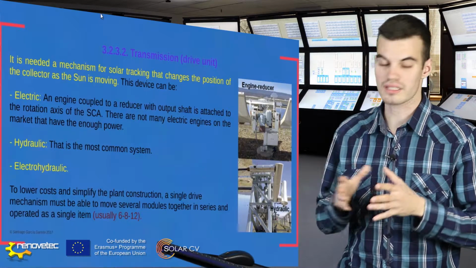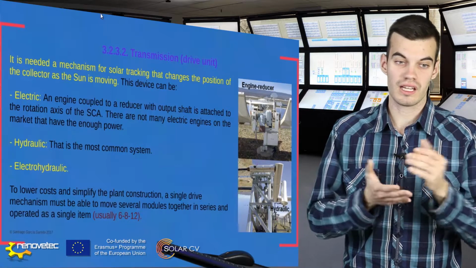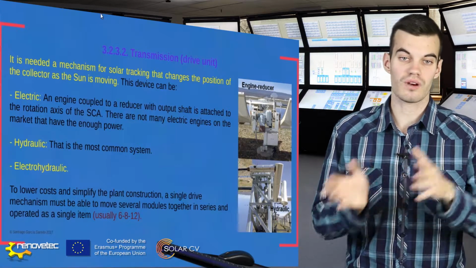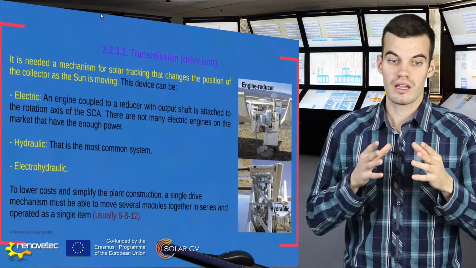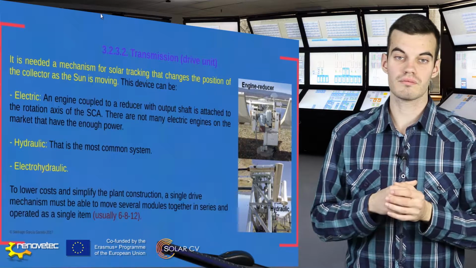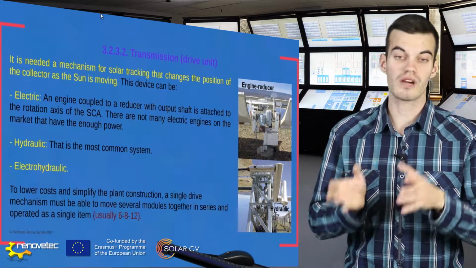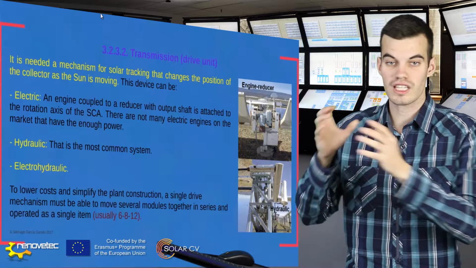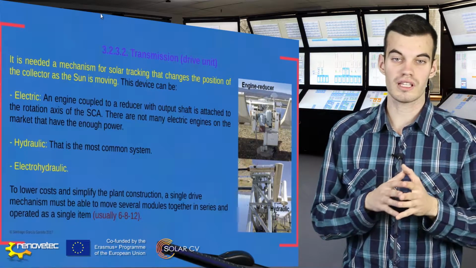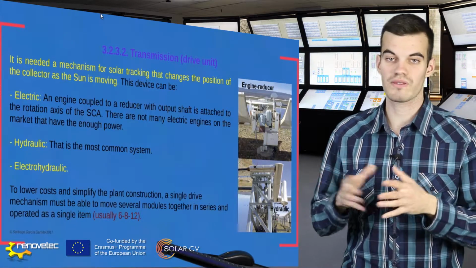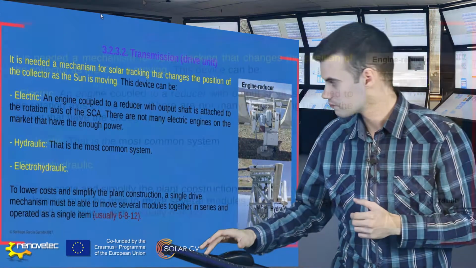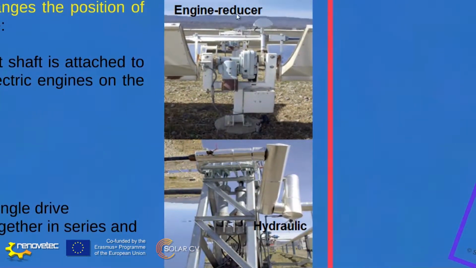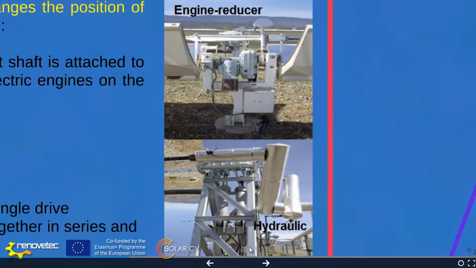However, we must understand that we are not going to have a transmission unit only for a module, because it would be much more expensive. So we must group some modules into a collector, and we are going to have a transmission unit for each collector. Usually each collector has from 8 to 12 modules, and it is going to be easier. Here we can see an engine reducer and a hydraulic system.